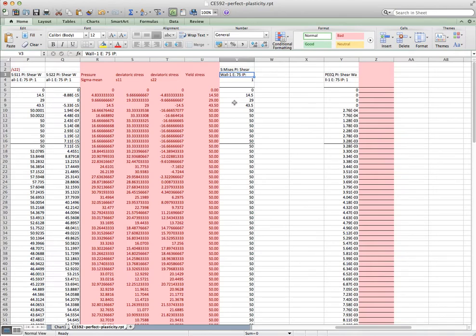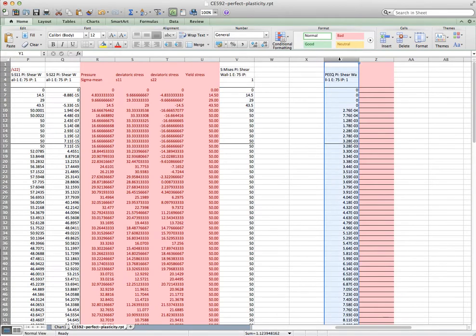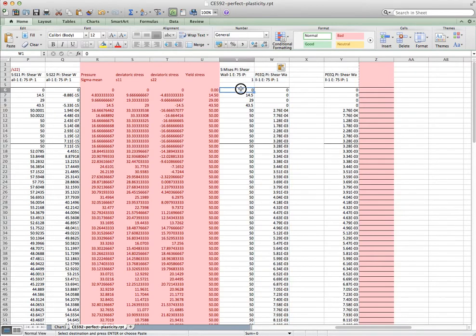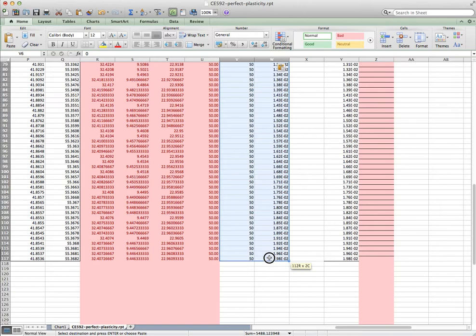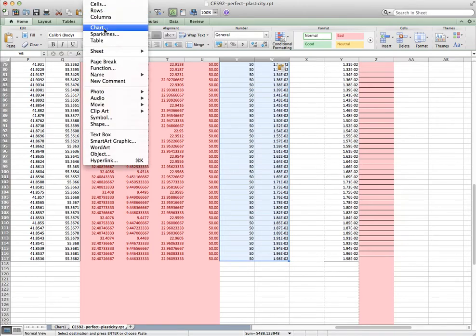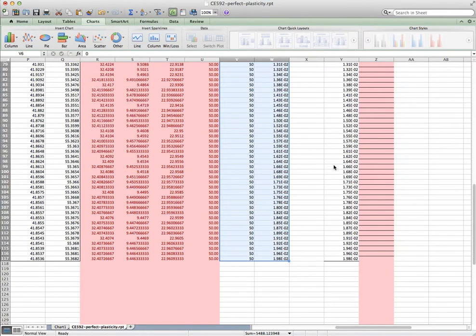And if I were to plot this von Mises stress versus the PEEQ value, what do you think I'm going to get? I'm going to get the effective stress versus effective strain curve that that material point has been following. So let's take a look at that. This is plotting the effective stress versus effective strain. Let's see what that looks like.